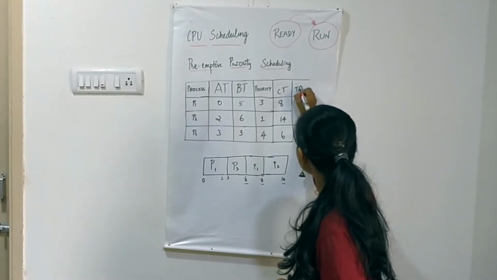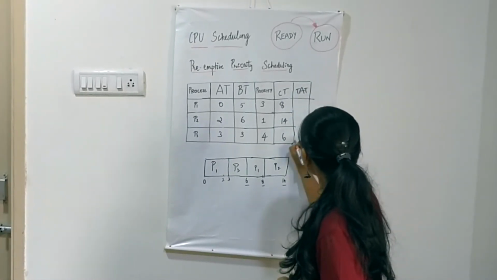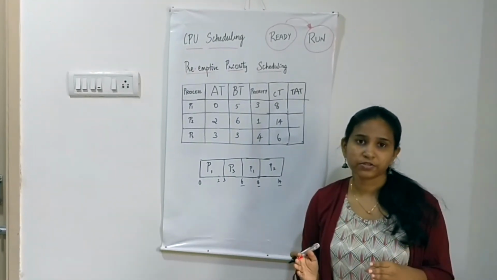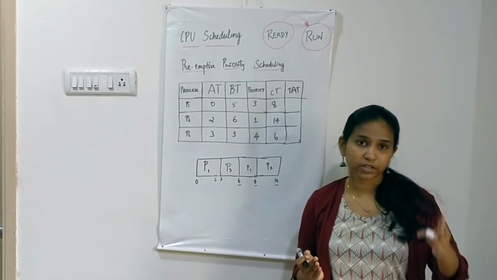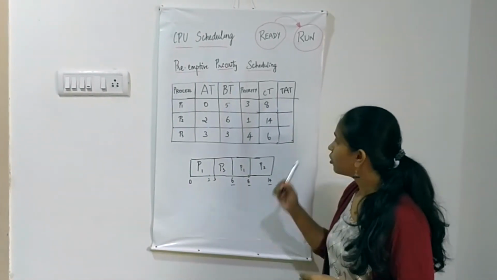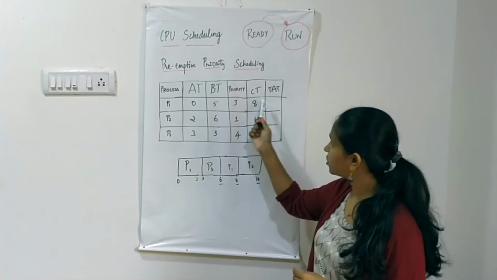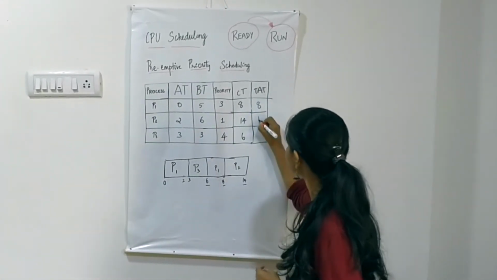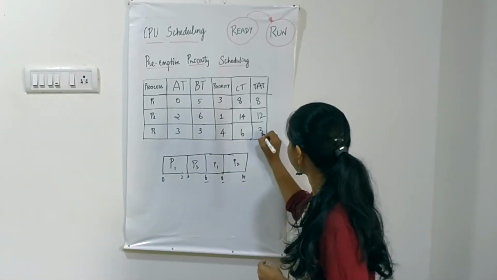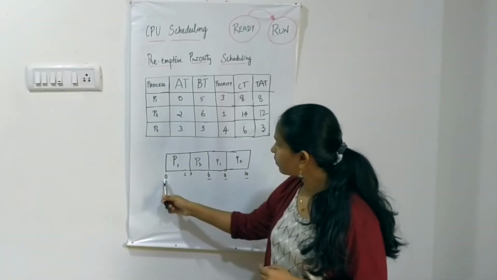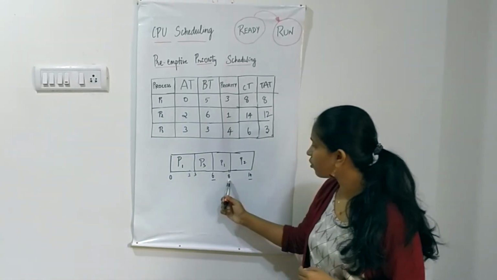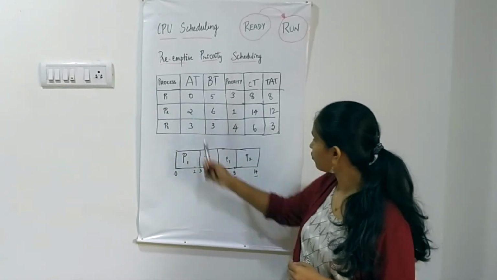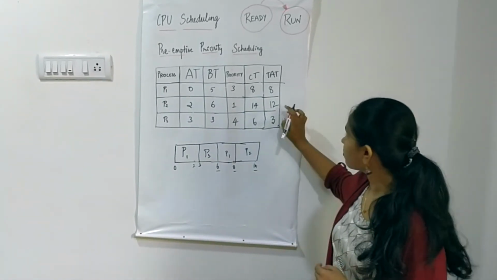From this, we can calculate the turnaround time. Turnaround time is how long the process takes to execute, the complete cycle of a process, from the time it arrives till the time it completes. So you can say turnaround time is completion time minus arrival time. So we'll get 8, 14 minus 2 is 12, and 6 minus 3 is 3. So if you see, P1 comes in at 0 and finishes its work only at 8. So the turnaround time is 8. The same way, P2 comes in at 2 and completes only at 14. So turnaround time is 12.